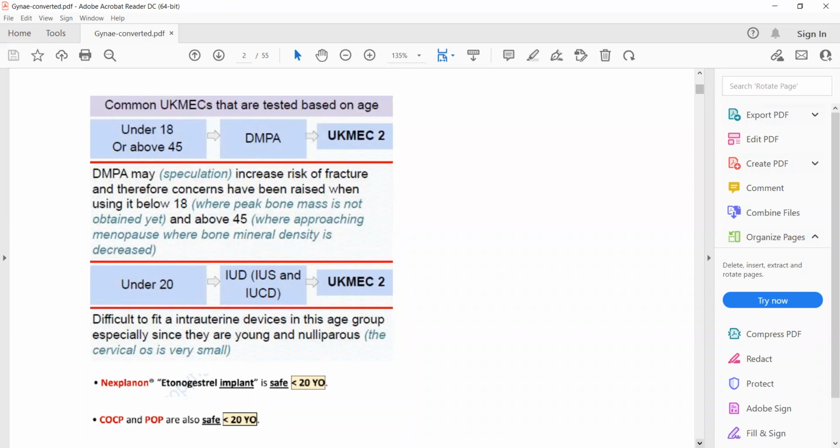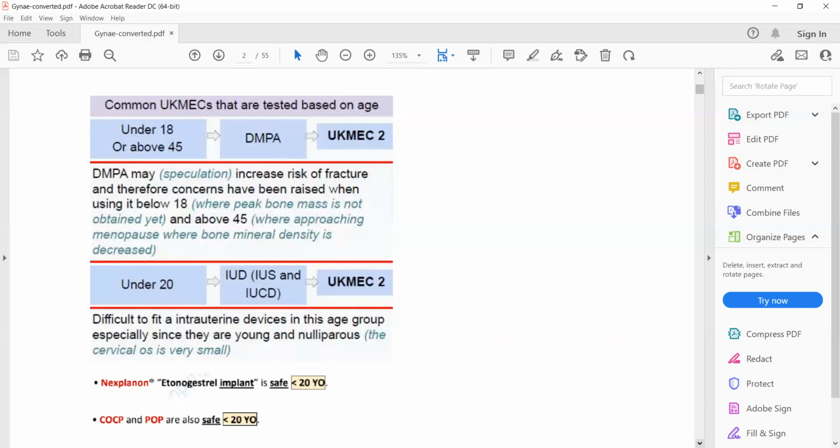So we have two types of contraception. One is long-term contraception and one is short-term contraception. The methods of contraception that can be used on a short-term basis include combined oral contraceptive pills and progesterone-only pills, COCP and POP. They are oral contraceptives and they provide contraception for a shorter duration of time. So for short-term contraception, we'll go with COCP or POP.